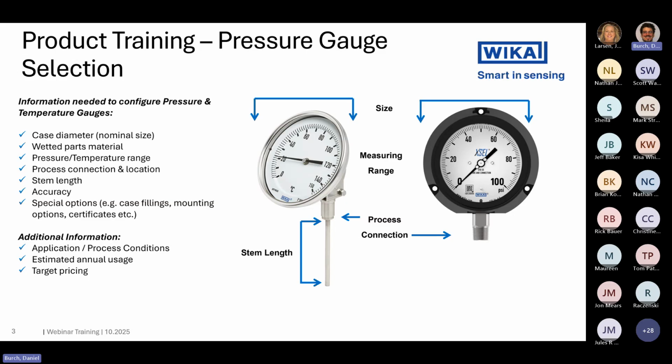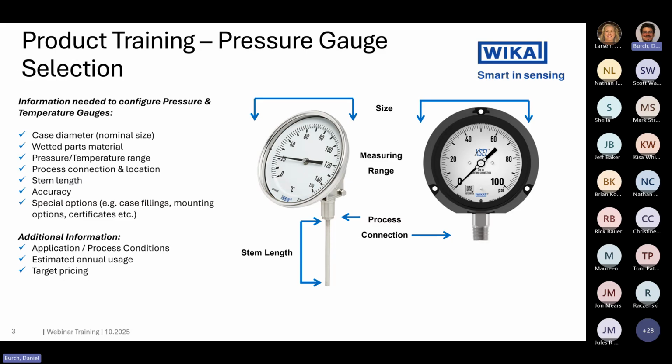The wetted parts material. So the media for that particular application that you need to measure, is that material going to be compatible for that application, the material of the gauge? Because we have anything from brass gauges, wetted parts, stainless steel, Hastelloy, Monel, or even other specialty exotic materials for diaphragm seal applications or things like that. We won't get into those today, but all of that information is vital to make sure it's the right gauge for the job.